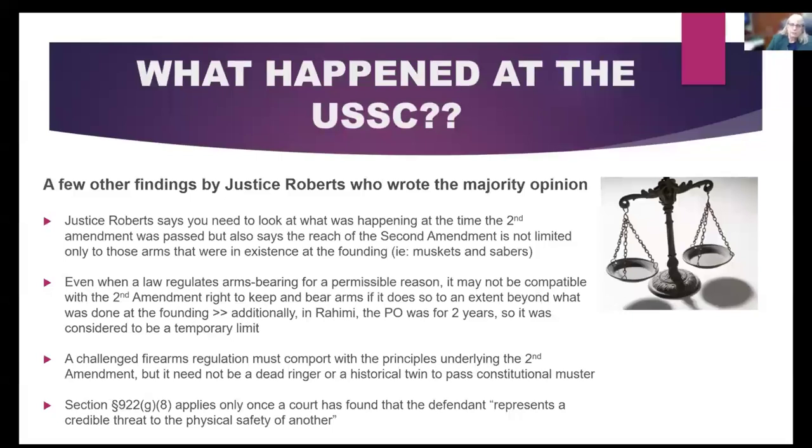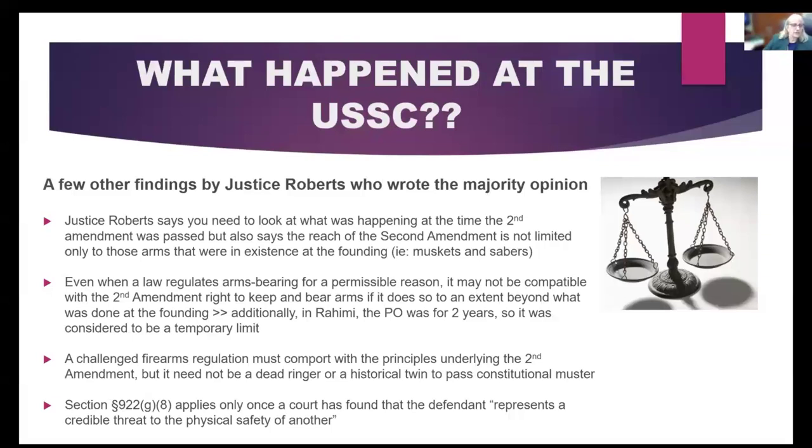Additionally, in Rahimi, the protective order was for 2 years. So the Supreme Court looked at that and said that means that was only a temporary limit. A challenged firearms regulation must comport with the principles underlying the Second Amendment, but he also said it does not need to be what they called a dead ringer or a historical twin to pass constitutional muster. And that gives you a little bit of an in because times have changed.